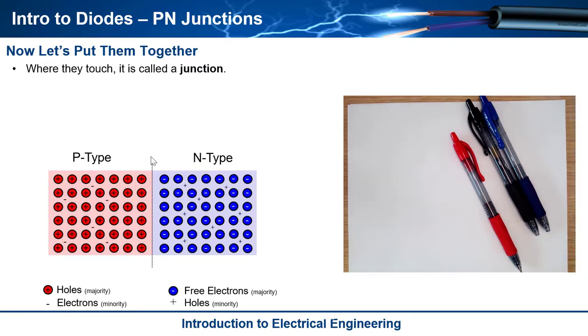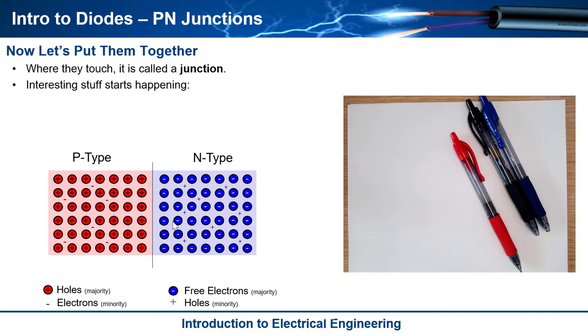Okay, so when we touch them together, they become a junction. Okay, so that's where this whole term p-n junction comes from. And over here on the p-type, we have holes, which are the plus signs, and then we have minority charge carriers, which are these little guys sprinkled in there, which are electrons. And then over here we have the negative charge, which are free electrons, and that's the majority charge carriers. And then of course we have the little holes that are sprinkled in there, which are the positive.